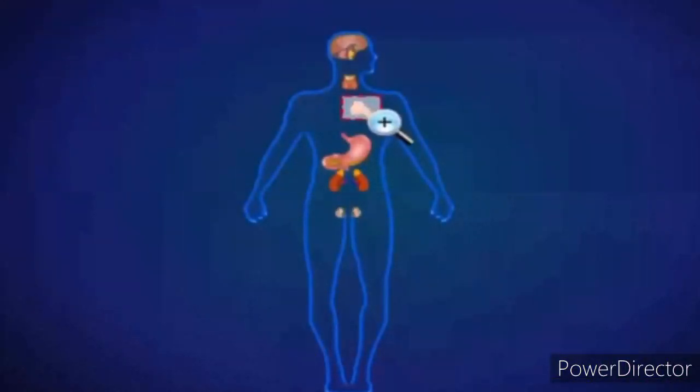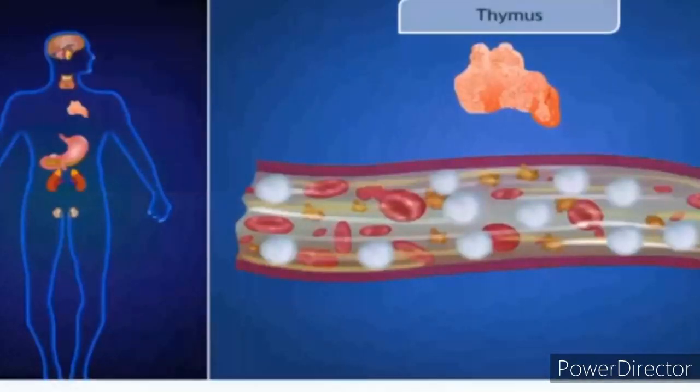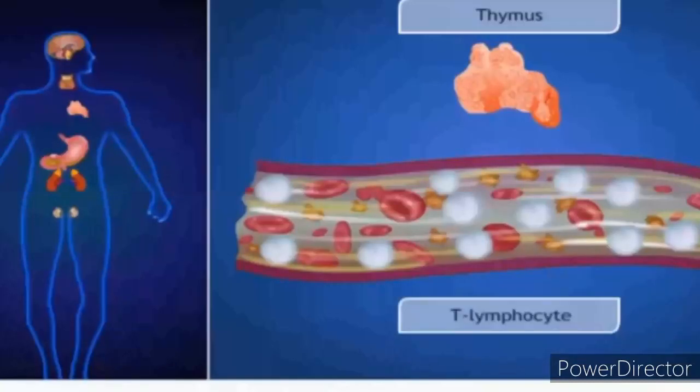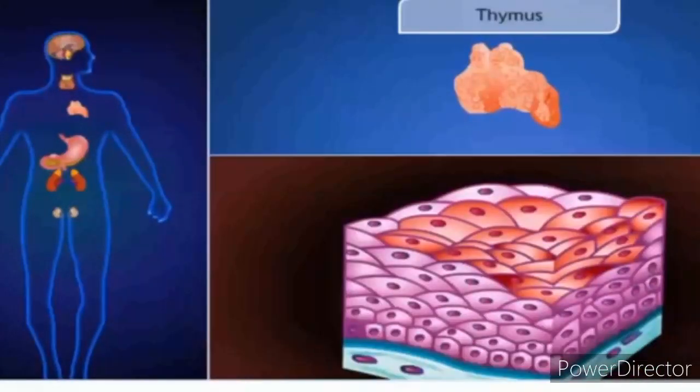The thymus is located in front of the heart in the upper part of the sternum. The thymus possesses a type of white blood cells known as T lymphocytes. These T lymphocytes govern cellular immunity, which means they help cells recognize and destroy invading bacteria, viruses, abnormal cell growth such as cancer, and foreign tissue.